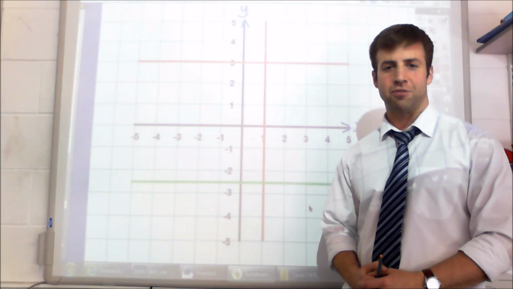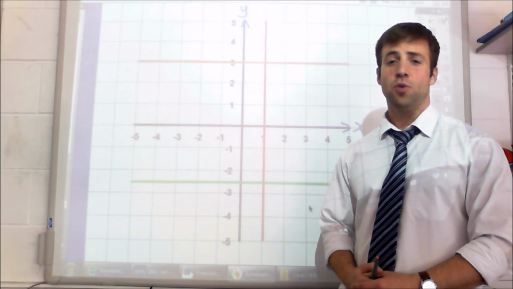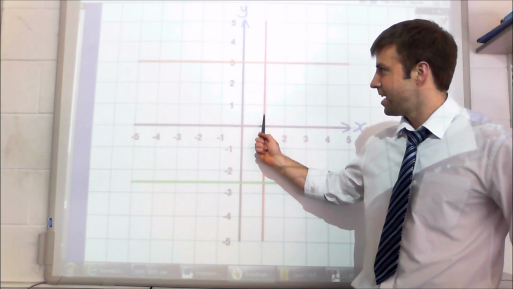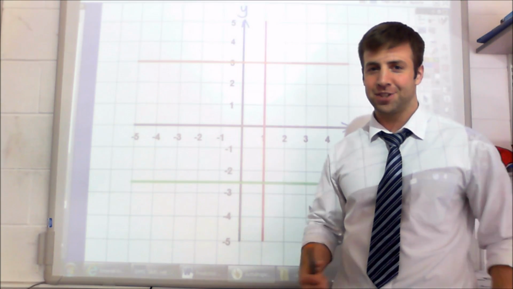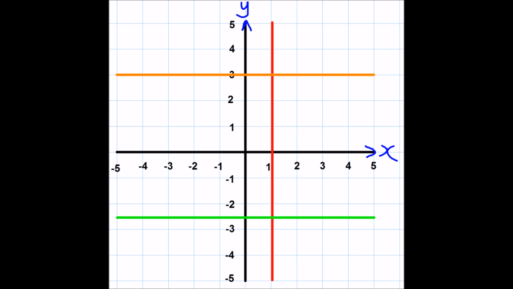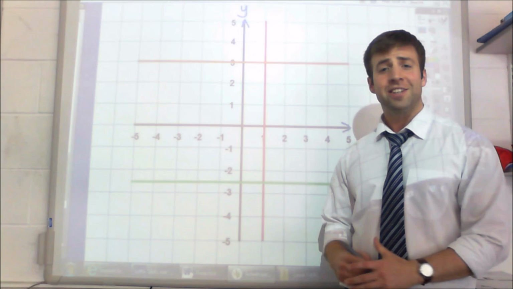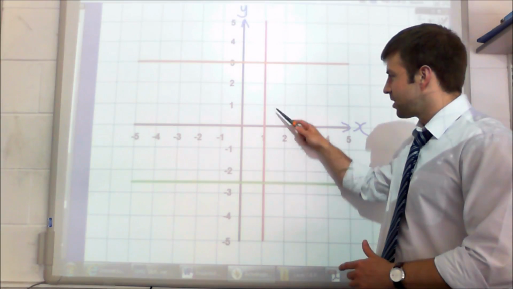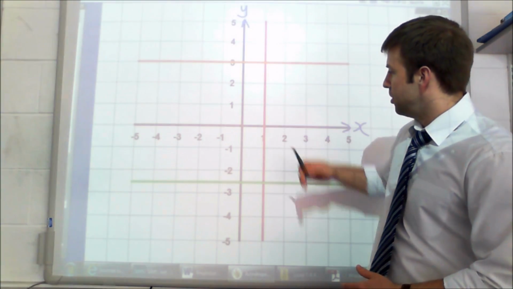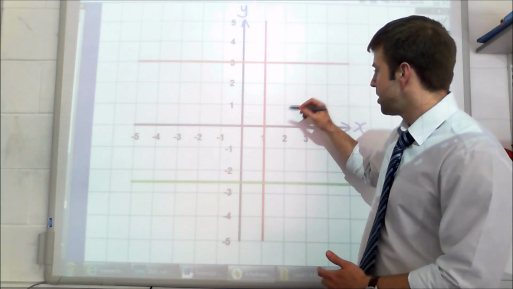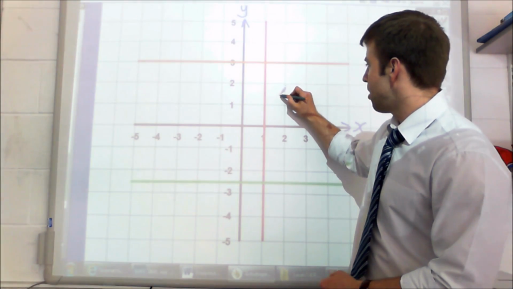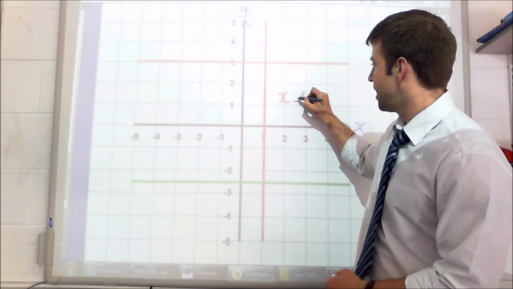I've now drawn another three graphs on our axes. See if you can work out the equations of the red, amber and the green graphs. Let's see how we've done. Let's take a look at the red graph. If we pick any point, the x-ordinate would always be 1. So the graph has the equation x equals 1.